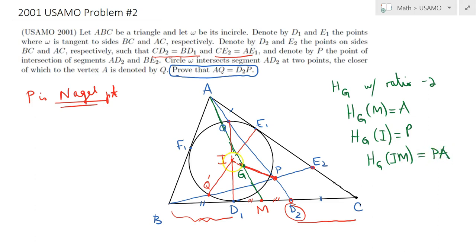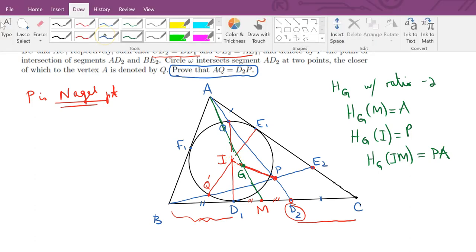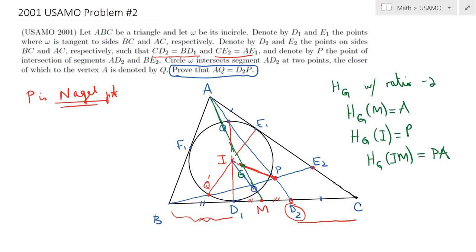So what I'm saying is that the dilation will carry IM to AP. And obviously, because of the properties of the dilation, IM is parallel to PA. So this is the first important fact. And second of all, PA is 2 times IM because of the ratio of the dilation. Okay, so I think that's all that I need to prove the final result.